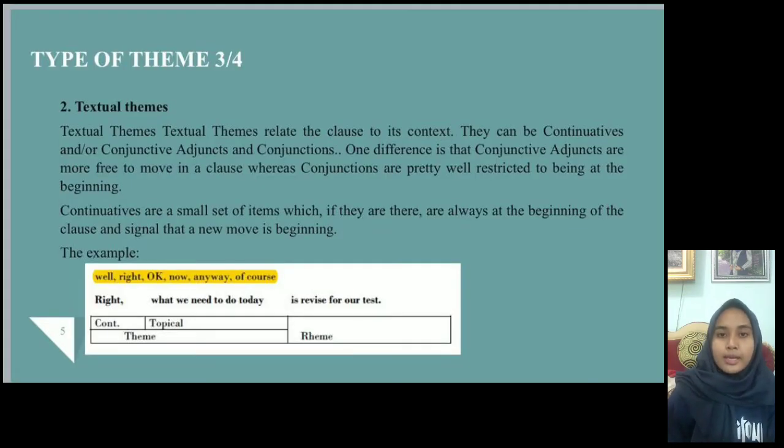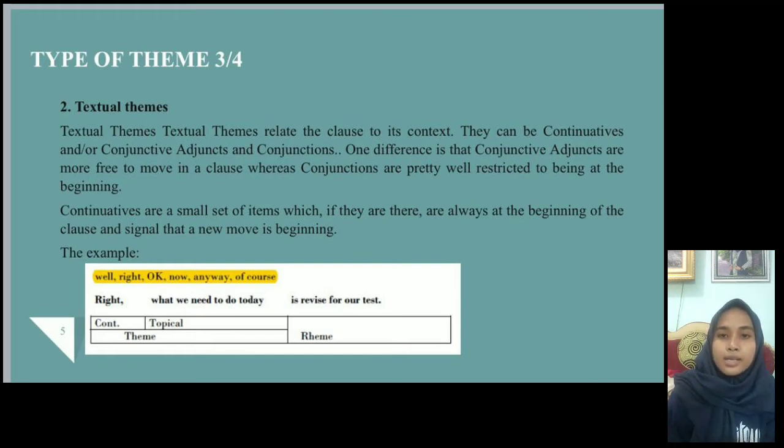Hello, my name is Widinan Suci and I would like to explain about textual themes and interpersonal themes. Number 2, textual themes. Textual themes relate the clause to its context. They can be continuatives and or conjunctive adjuncts and conjunction. One difference is that conjunctive adjuncts are more free to move in a clause, whereas conjunctions are pretty well restricted to being at the beginning.